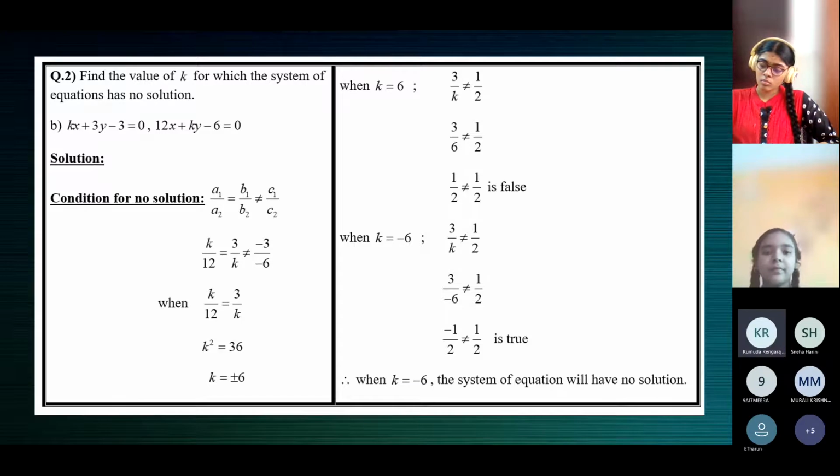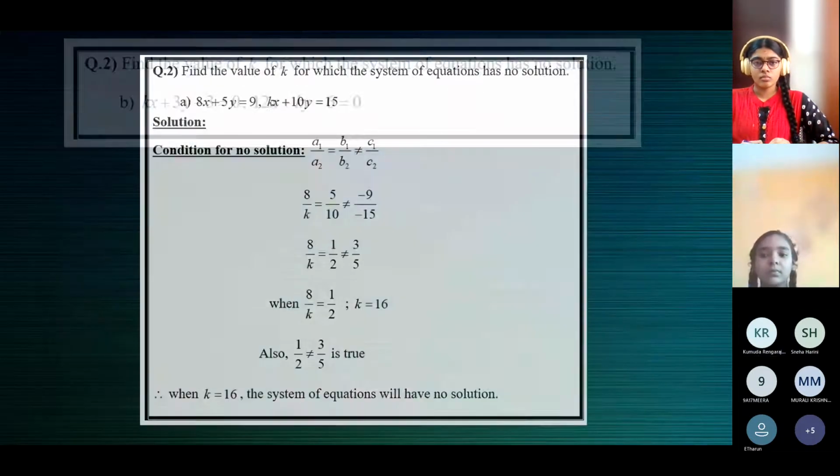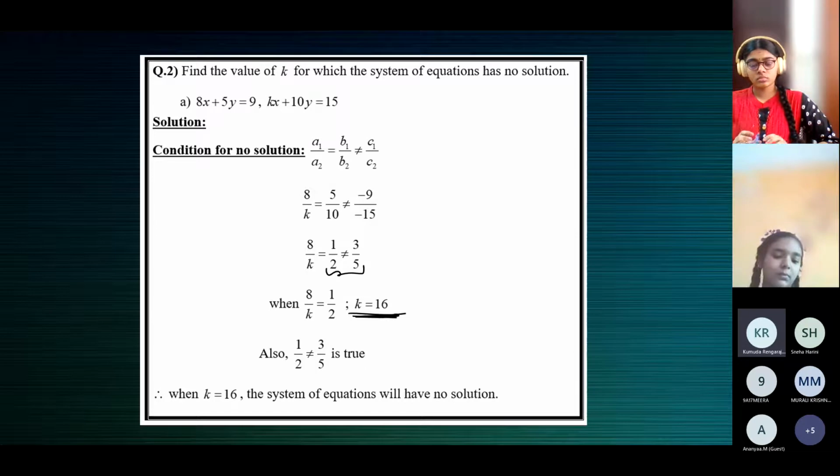So what you have to do is find the value of k. So here you're getting values for k. Let's compare this with the earlier working. Here we got only one value for k, no solution. K is equal to 16. And already this is true. 1 by 2 is not equal to 3 by 5. That's already true. You ask yourself this question: half is not equal to 3 by 5. Yeah, correct, it's true. So you go ahead with this value of k.